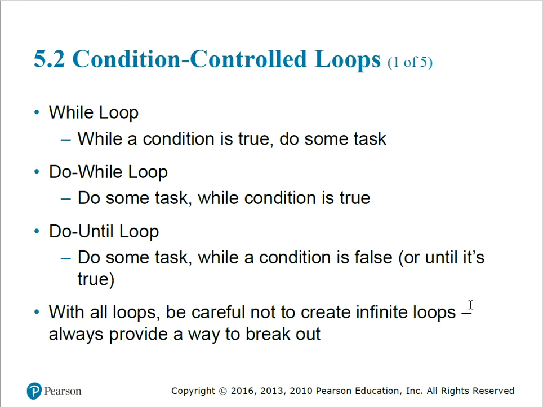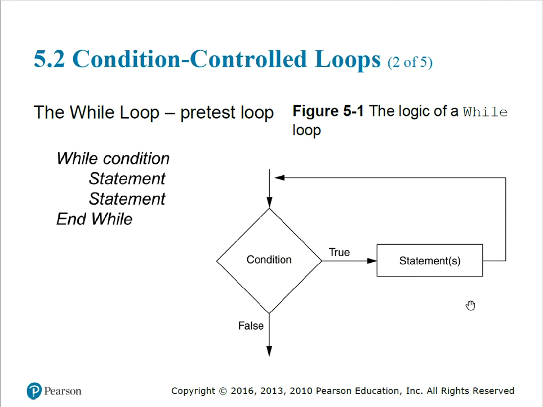Now, what are the different condition-controlled loops? We have while, we have do-while, we have do-until. We're going to cover examples for condition-controlled loops for the next few slides. Now, let's start with a while loop. A while loop is a pre-test type of loop.